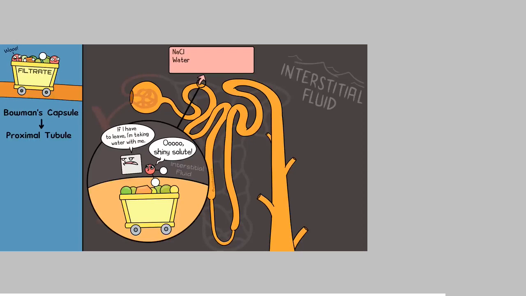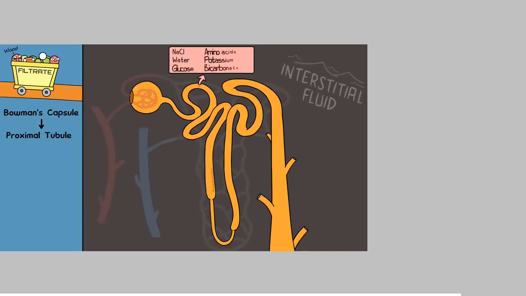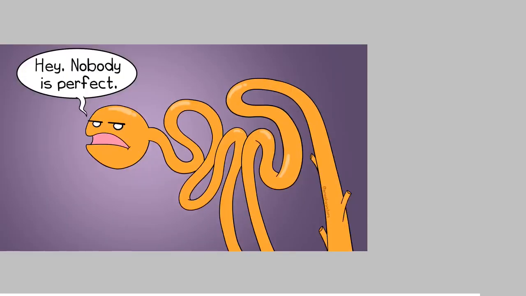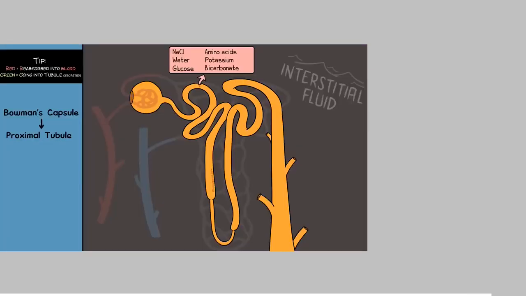Therefore, we say salt and water are reabsorbed because they're not staying in the nephron here. They're going to the interstitial fluid. Other substances like glucose, amino acids, potassium, and bicarbonate are also reabsorbed, again meaning they're going to the interstitial fluid by either active or passive transport. Now, when we say reabsorbed, not all of these are 100% reabsorbed, and so some concentrations of these remain in the filtrate. Now, what is secreted?